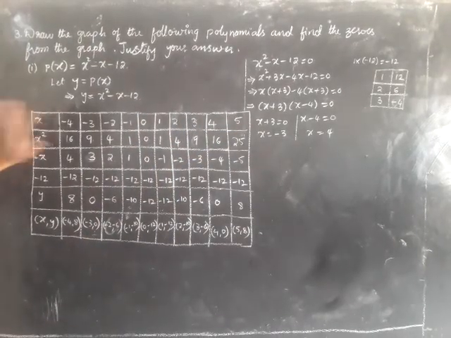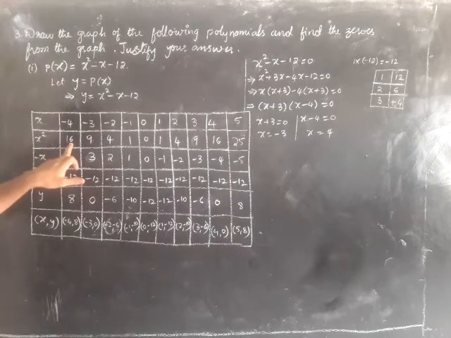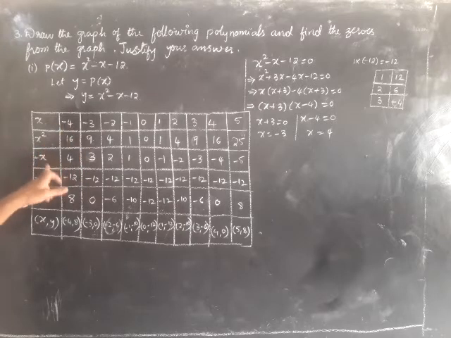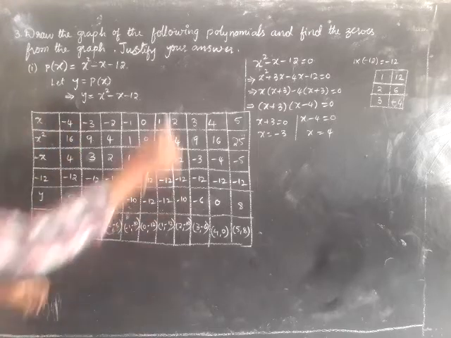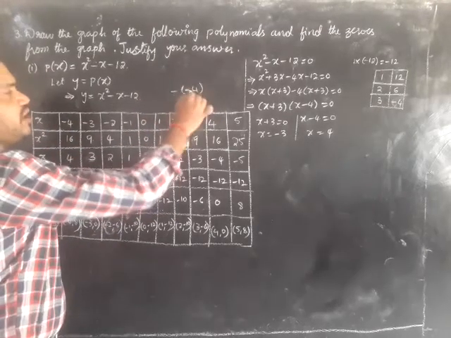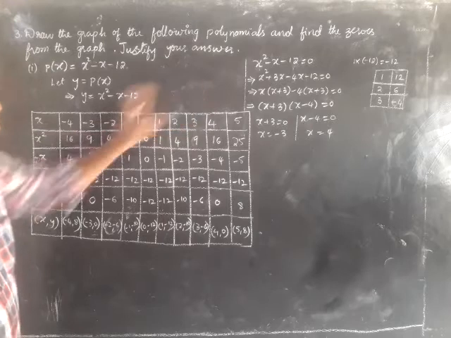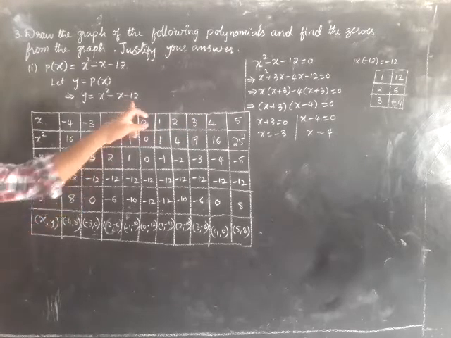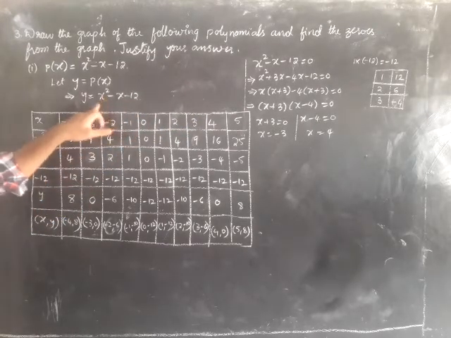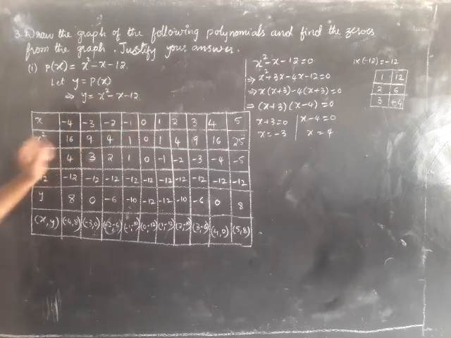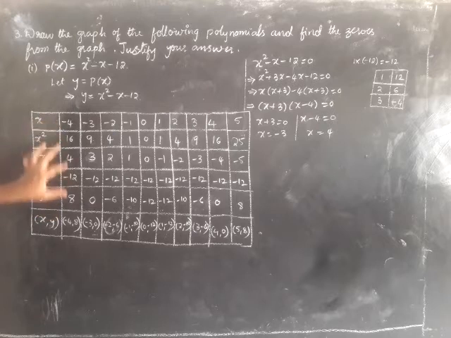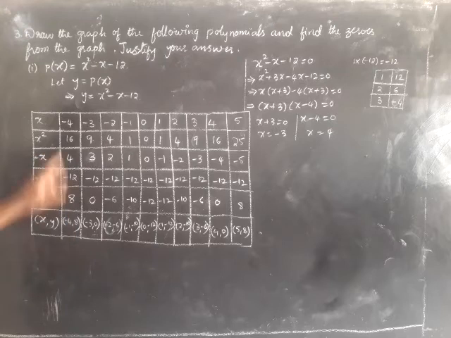So now x is minus 4, what is x square? Minus 4 square is 16. Minus x, the x value is minus 4 only, no? Already minus is there, so minus into minus 4. Minus into minus is plus only, so we get plus 4, and minus 12 is the constant in our question. So what is our polynomial? x square minus x minus 12. If we add these 3 columns, we get the y value when x is minus 4. So what we got is 8.